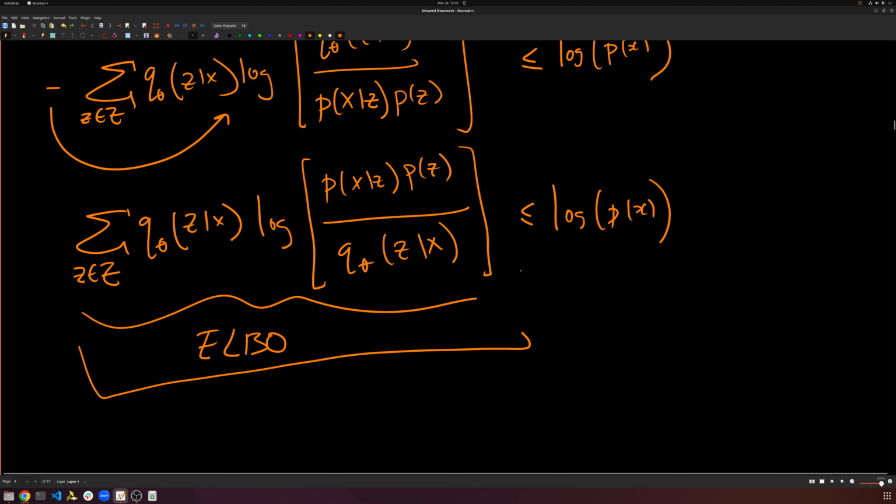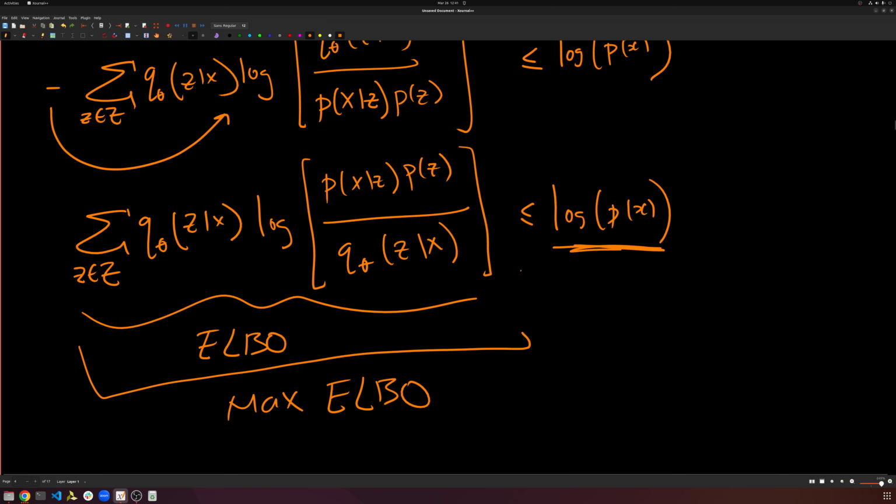But we found a lower bound. We found a formula that will always be less than or equal to the thing that we want, or the log of the thing that we want, but that's fine. Log is a monotonic function, so it doesn't make a difference. This is basically it. If we maximize ELBO, then we are also effectively maximizing this.